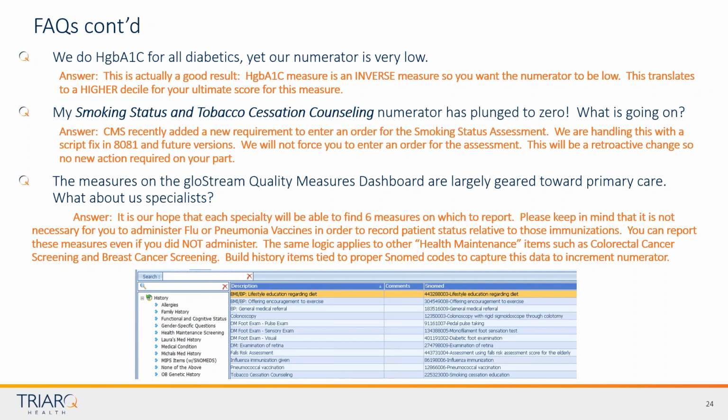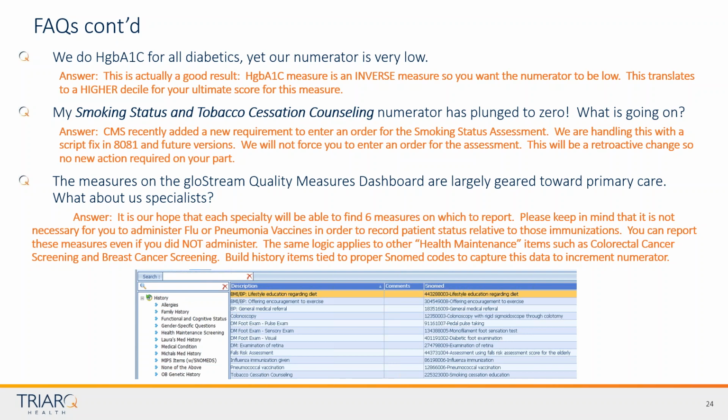I do want folks to keep in mind that you don't necessarily have to administer, for example, flu and pneumonia. You can gather data regarding someone's health maintenance items. You don't have to be the one that gives the flu shot or the pneumonia or orders the colonoscopy or orders the mammogram. But you can build those items in history, tie them to the proper SNOMED codes, and then click on those to increment your numerator. So we're hoping that everybody can be successful.